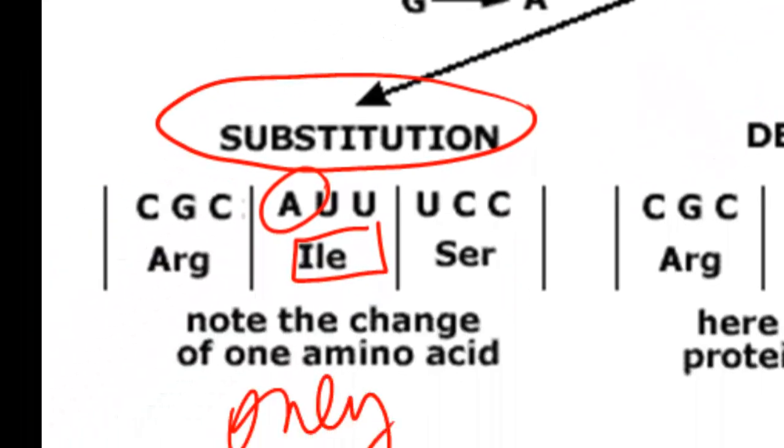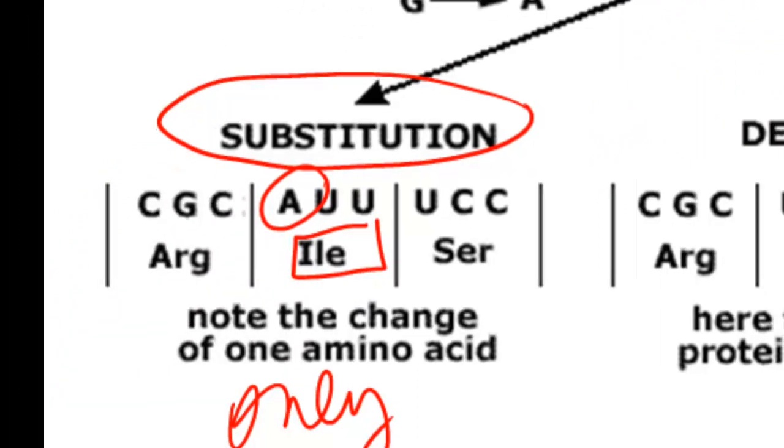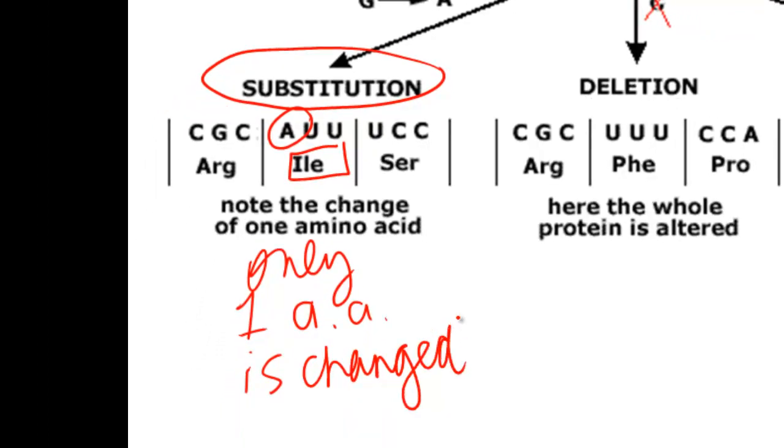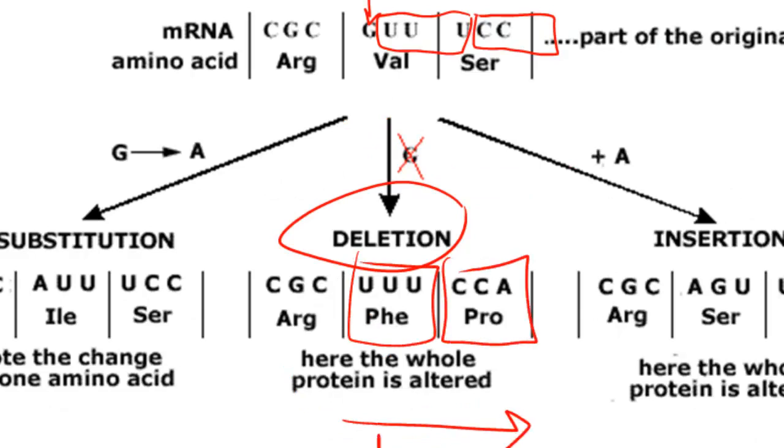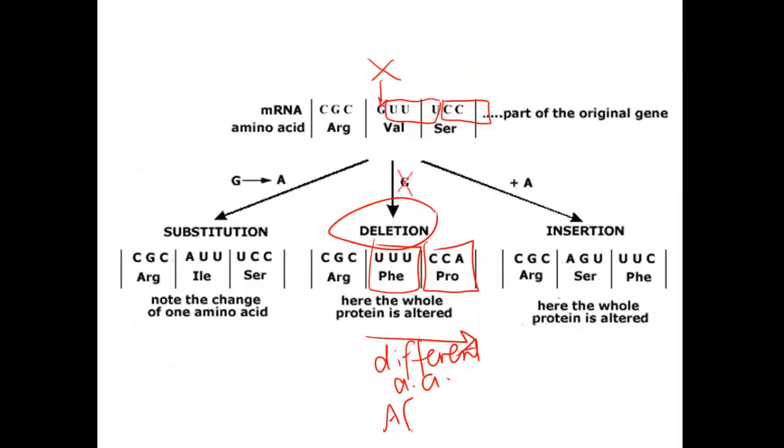So let's first discuss substitution. If you look here, GUU is the mRNA code that's supposed to be copied, and it codes for the amino acid valine. If you took that G and turned it to an A, you'd get a completely different amino acid. You'd get isoleucine, but only one amino acid is changed or affected. So let's look at deletion. If that G were deleted, then the amino acid code, instead of being valine, would be phenylalanine. And if you look, all of the protein is going to be altered after that nucleotide mutation, because after the mutation, every single amino acid that's coded for will be wrong.